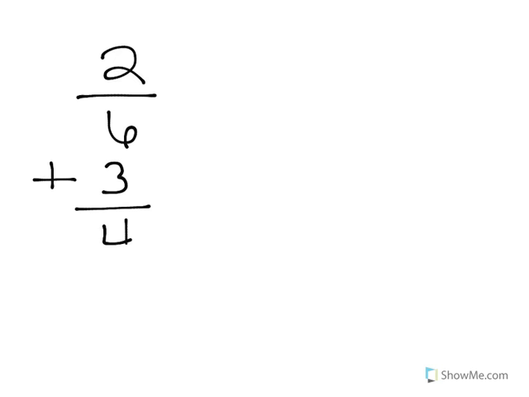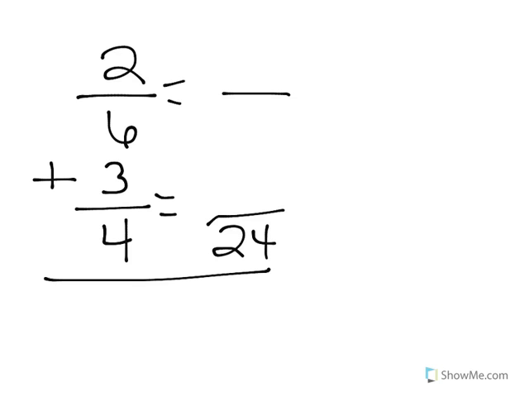So here we're going to have a problem: 2 over 6 plus 3 over 4. Now looking at this, we want to find our common denominator between 4 and 6. Let's say we don't know how to do that. The best way to do it is to multiply them together. So if we multiply 6 times 4, we get 24.